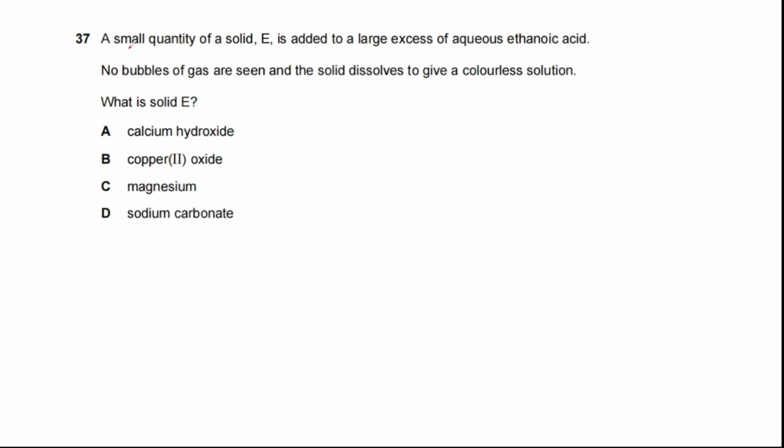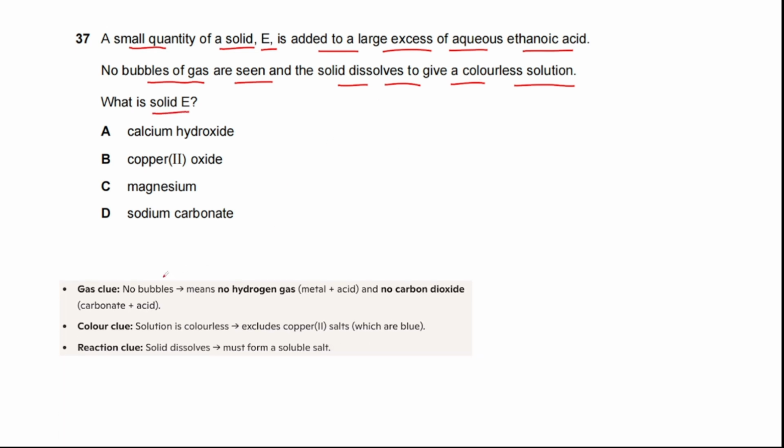Question number 37. A small quantity of solid E is added to a large excess of aqueous ethanoic acid. No bubbles of gas are seen, and the solid dissolves to give a colorless solution. What is solid E? You're adding aqueous ethanoic acid, so if any gas is present, you will see bubbles. No gases are getting formed here, so no hydrogen gas and no carbon dioxide gas is present. So that solid doesn't have any hydrogen.